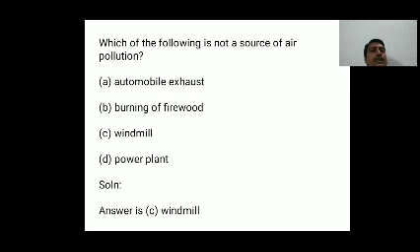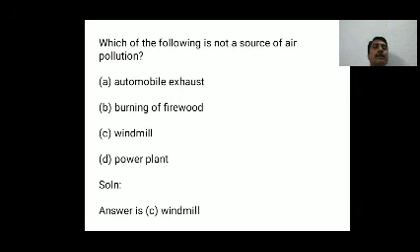Which of the following is not a source of air pollution: automobile exhaust, burning of firewood, windmill, power plant? Solution: windmill.